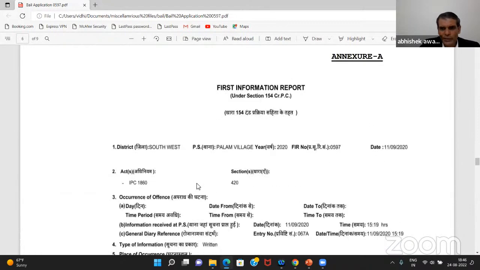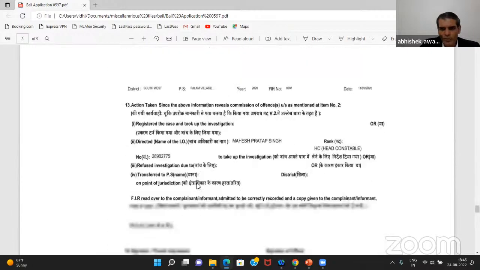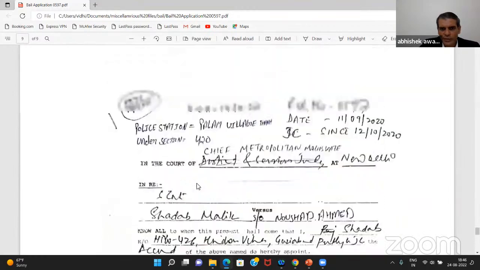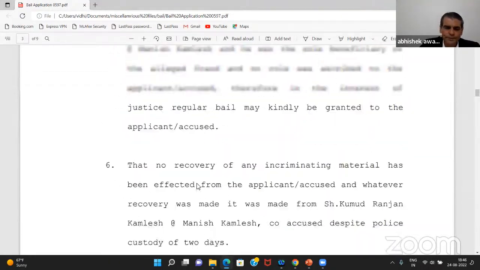And what copies have to be annexed? FIR. A copy of the FIR has to be annexed, because the basis of the case is the FIR, in case of cognizable offences.